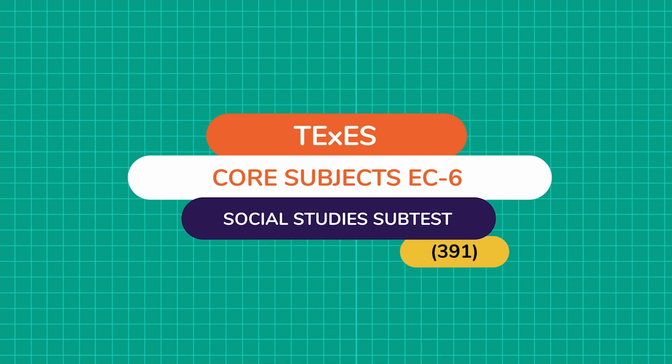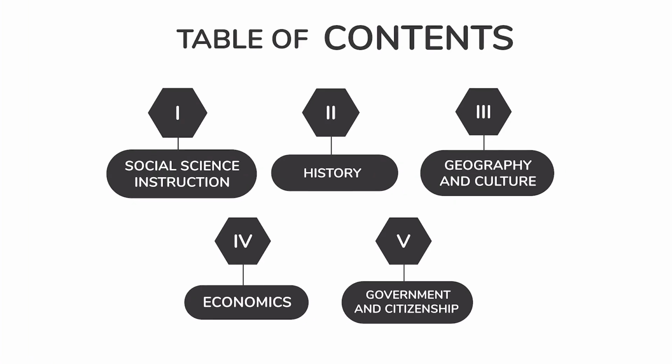And that's the last of our practice questions. There is still plenty more to learn. This video is going to prepare you for the Core Subjects EC-6 Social Studies subtest. There is a lot to cover, so let's get rolling. Now, the Core Subjects EC-6 Social Studies consists of 5 areas called competencies. These are social science instruction, history, geography and culture, economics and government, and citizenship.